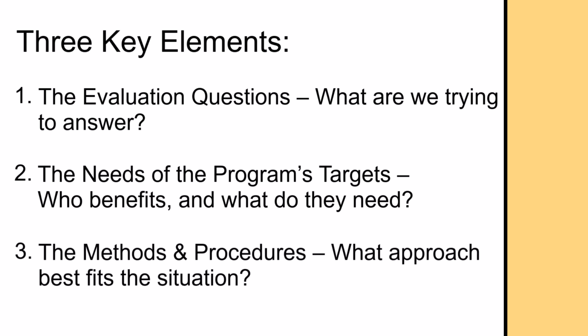The third element is methods and procedures. After we've decided that everybody's hungry and we've understood what everyone's dietary needs are, we have to think about the methods and procedures to implement our cooking program, our reading program, or whatever program we're going to run, which we can then evaluate. So what approach best fits the situation that we find ourselves in? These elements ensure that our evaluators can produce credible and useful answers.